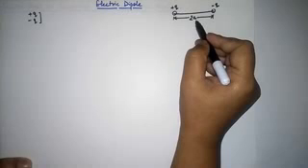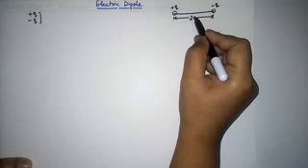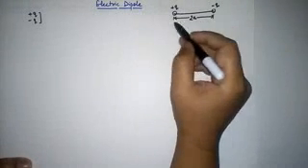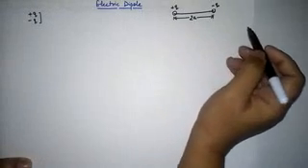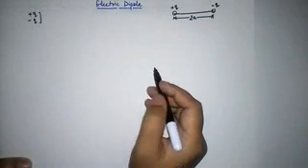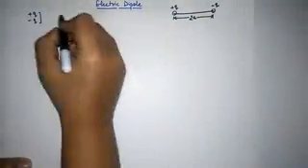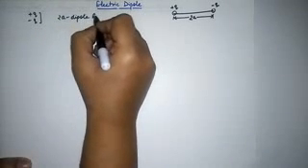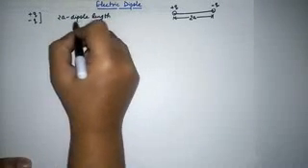Why do we take 2a? We can take a also. We have taken 2a just for simplicity of calculation. Otherwise, we can take it as a also. Now, this is an electric dipole, and this 2a is called the dipole length.